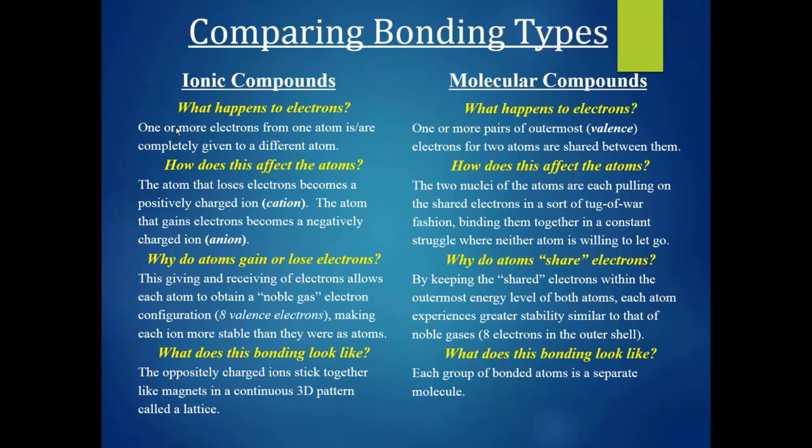The quote-unquote molecules, or the pieces of an ionic compound, can vary in size dramatically, because as long as there's more positive ions and more negative ions, the crystal will just keep getting larger and larger.